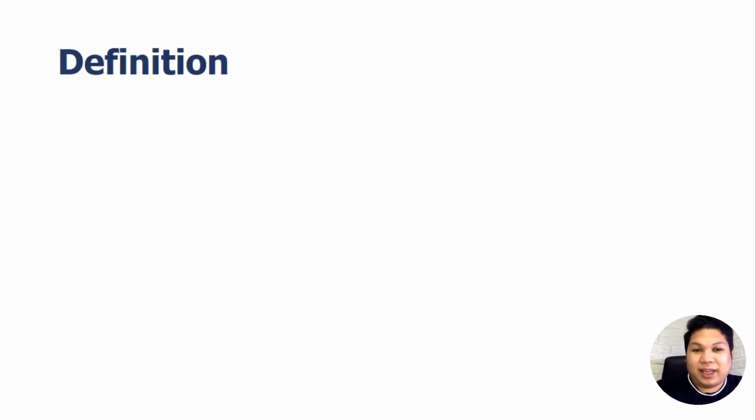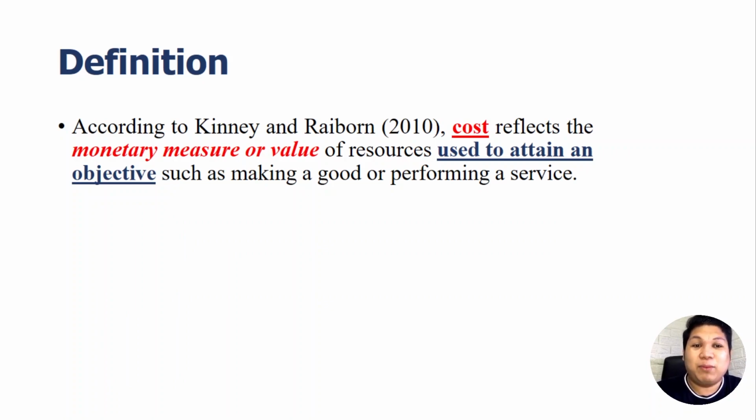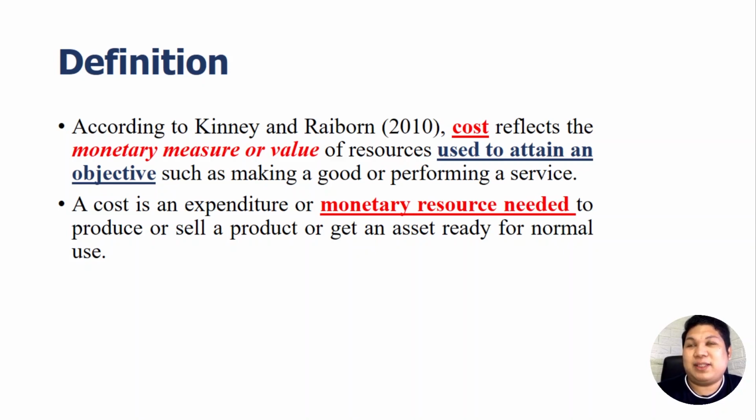Okay? So in accounting, according to Kinney and Raiborn, costs reflect the monetary measure or value of resources used to attain an objective, such as making a good or performing a service. In accounting or in business parlance, a cost is an expenditure of monetary resources needed to produce or sell a product or get an asset ready for normal use. In other words, a cost is an amount of money or money's worth that we spend on something to acquire goods, to acquire assets, or to produce something that we could sell.